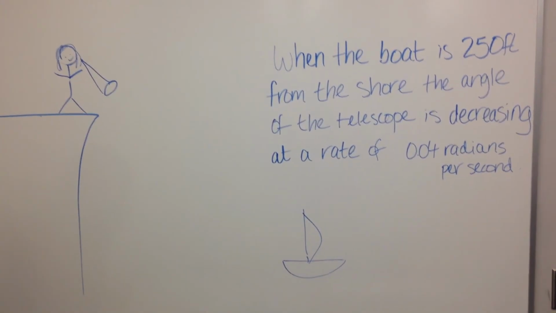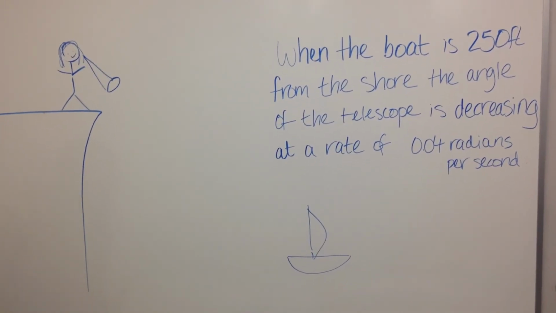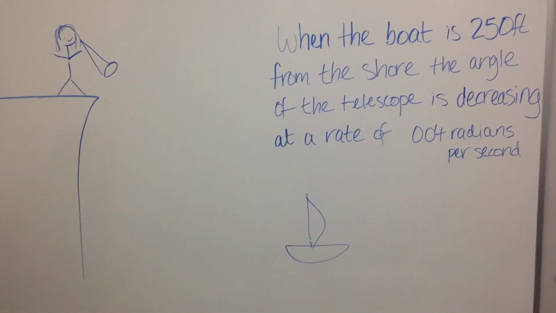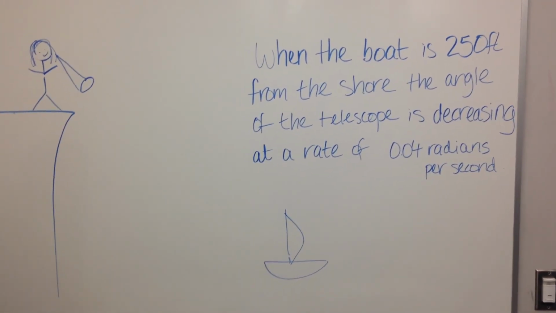Alright, so our final answer is when the boat is 250 feet from the shore, the angle of the telescope is decreasing at a rate of 0.04 radians per second.